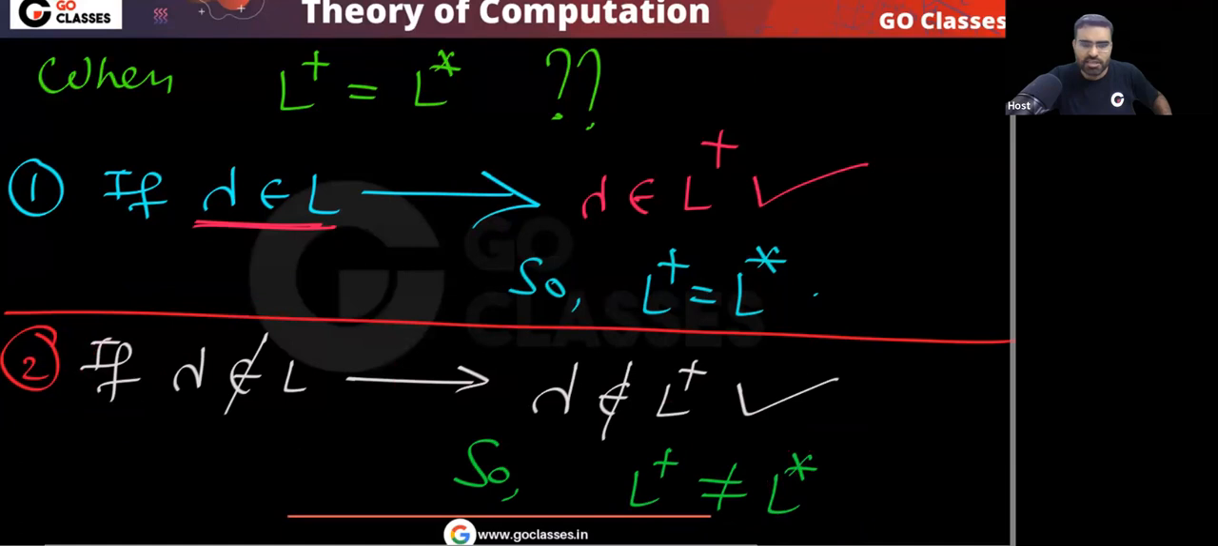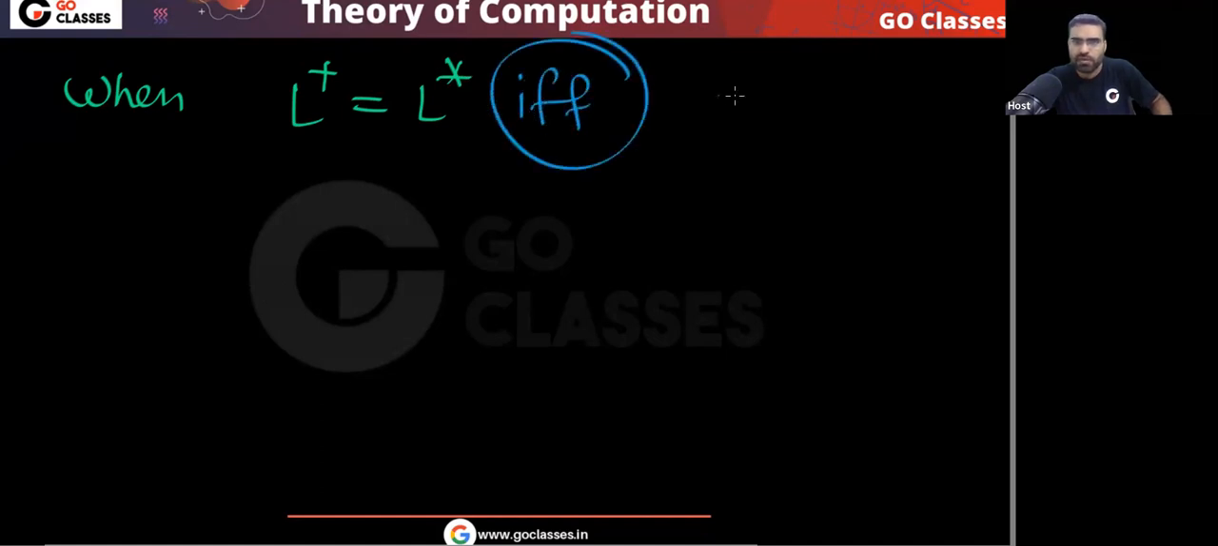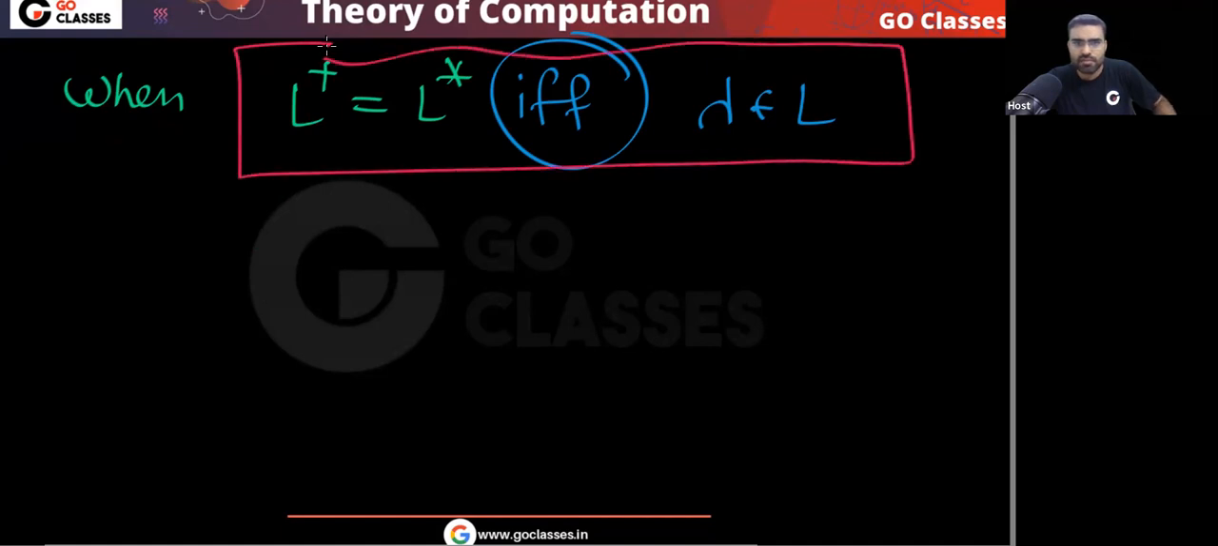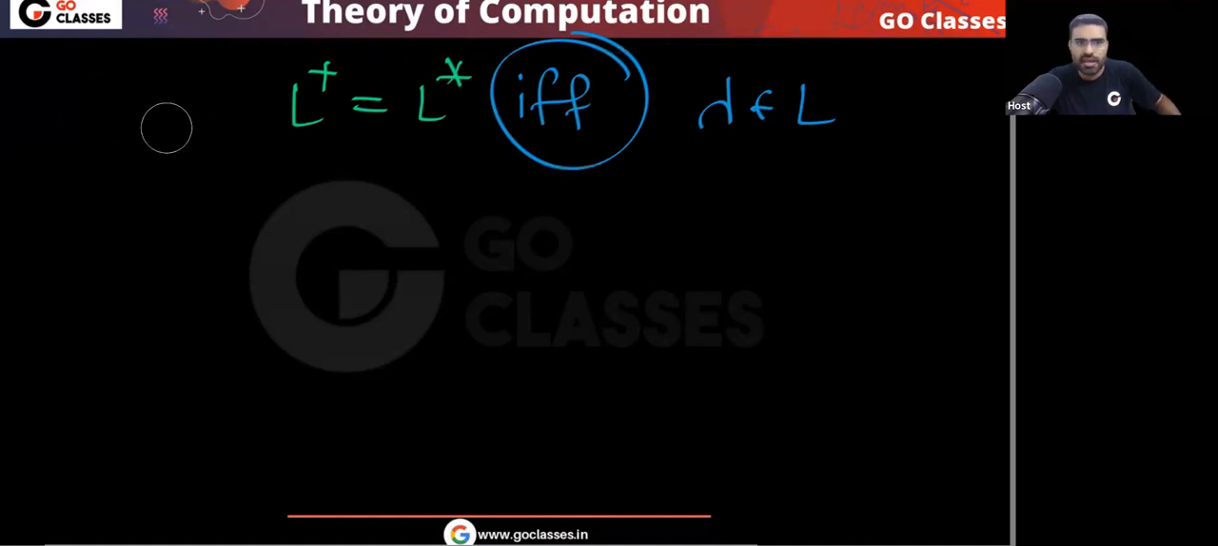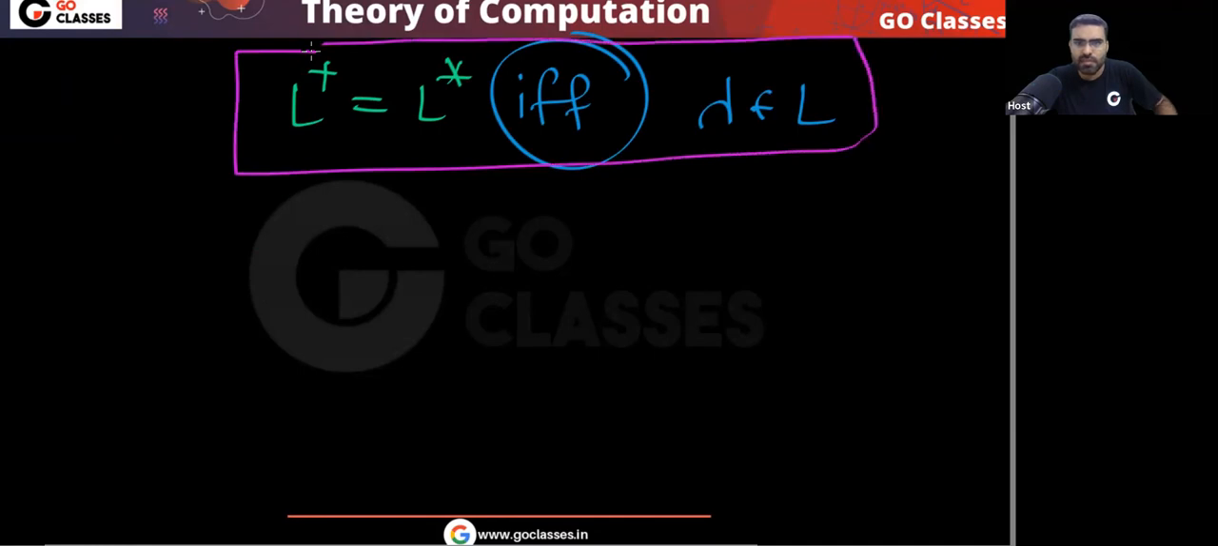So tell me, what is the final result? When will it happen that L plus is the same as L star? This will happen if and only if the empty string belongs to L. Very simple. You got your result: L star is the same as L plus if and only if the empty string belongs to L. Please tell me, did you understand this? This proof is very simple, right?